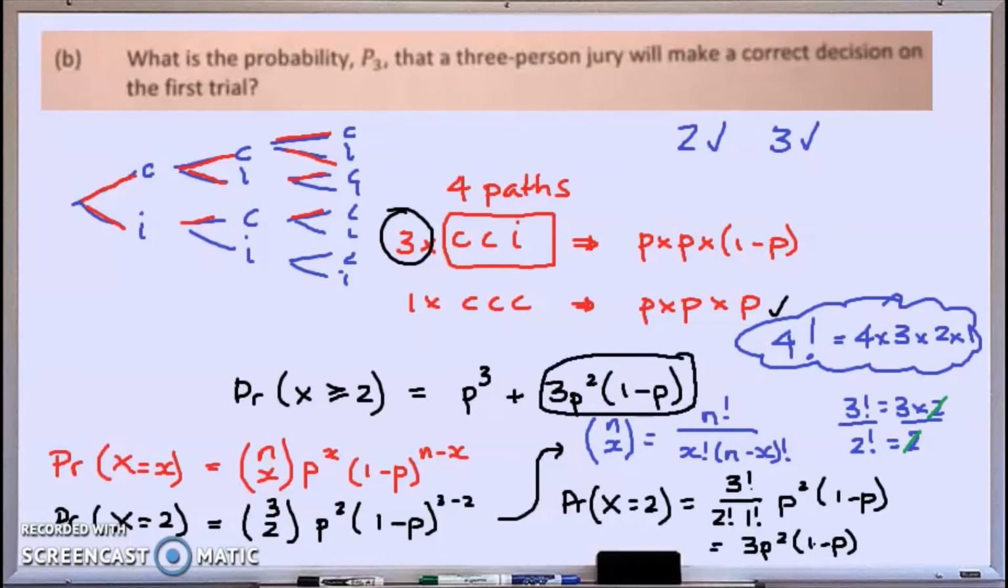And to that we need to add the probability of 3 correct, which is this. So that confirms 2 different methods. The probability that a 3-person jury will make the correct decision on the first trial is 3p squared 1 minus p plus p cubed.